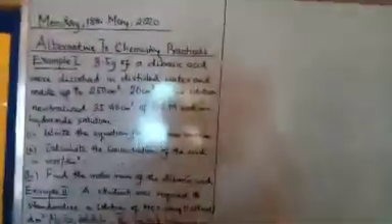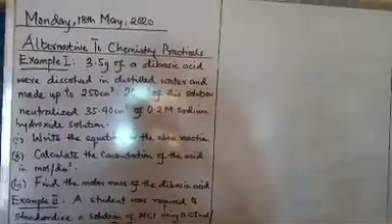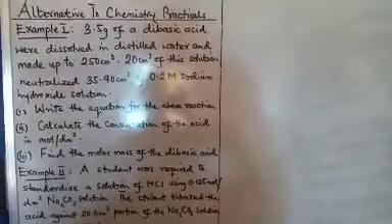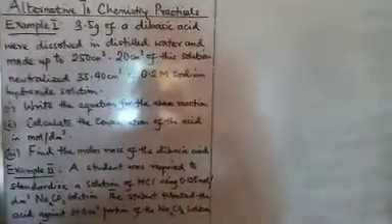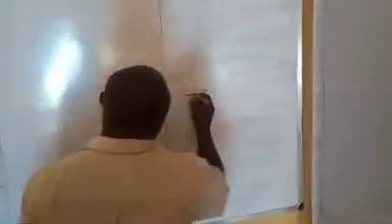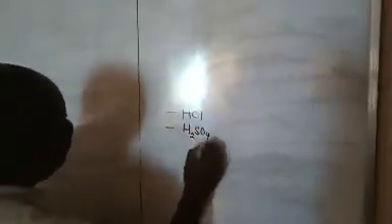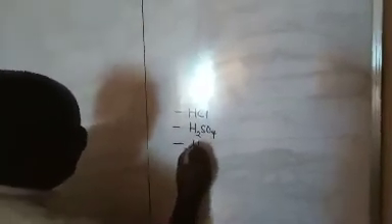They said 3.5 grams of a dibasic acid were dissolved in distilled water and made up to 250 cm cube. They just said dibasic acid. So the first thing that comes to my mind is that they are not being specific about the nature or type of acid you have. So I have 3 types of acid. I have that, which is a strong acid used in the lab. I have this. And I have that.